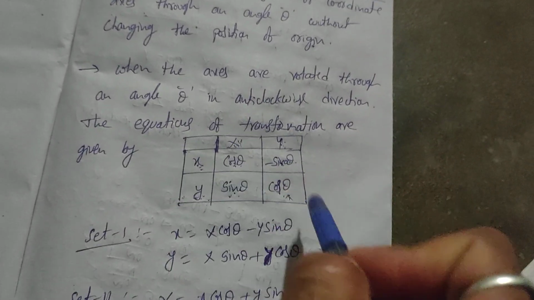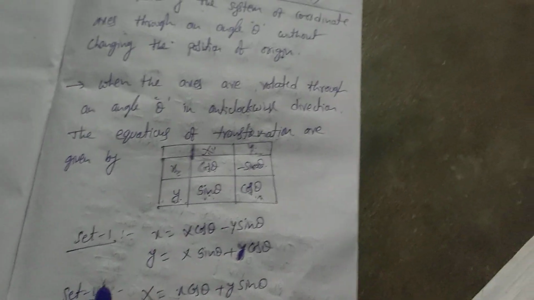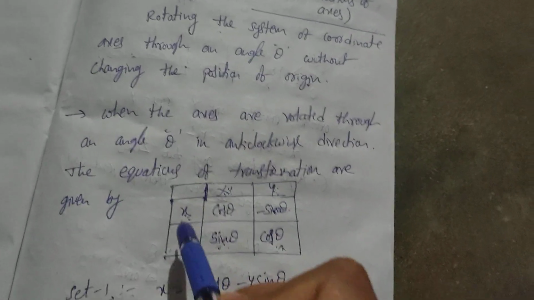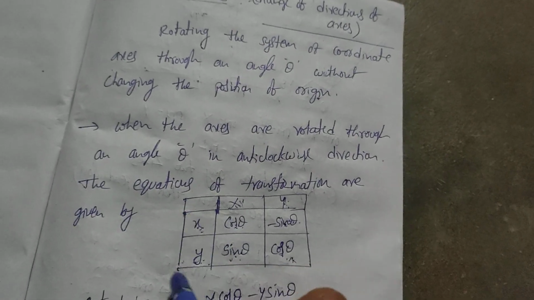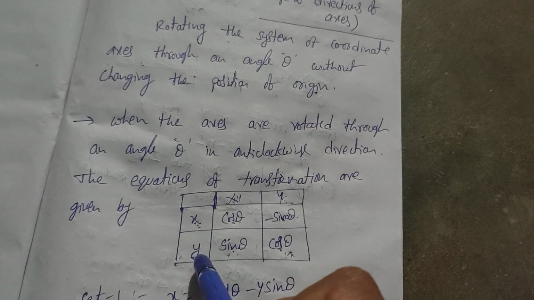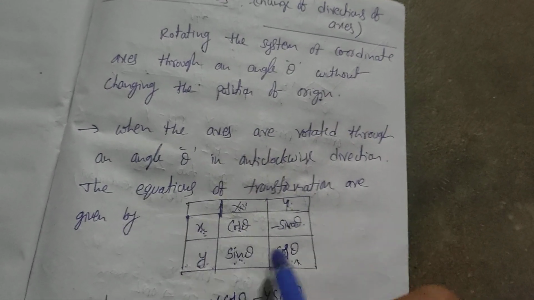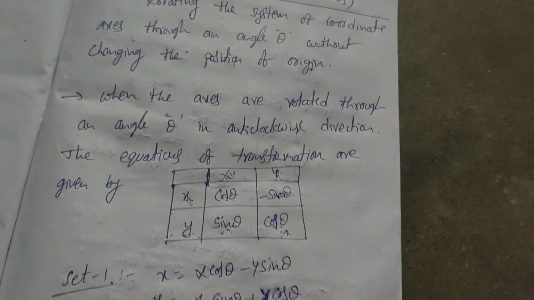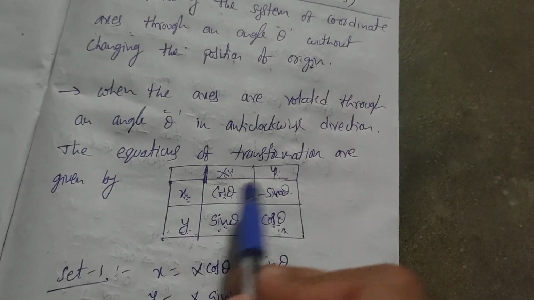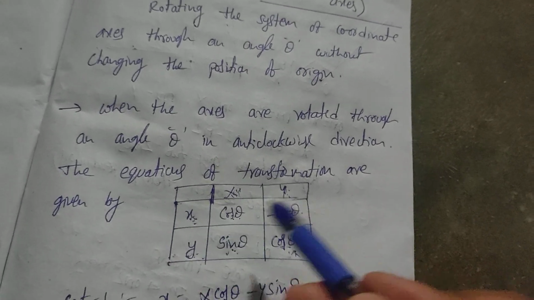if you use this table, it is very useful to remember these four formulas. How to use it: first you take a table like this. Here you take capital X, capital Y, and here you take small x, small y. Then you write cos theta, minus sin theta, sin theta, cos theta. First you have to remember how to make this table. After that you go for the next step.